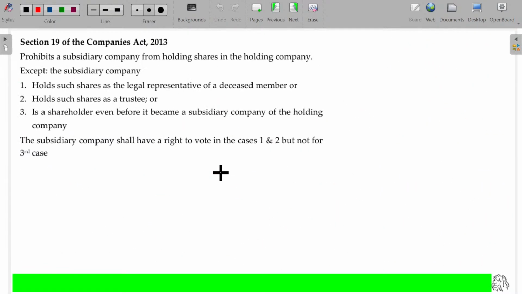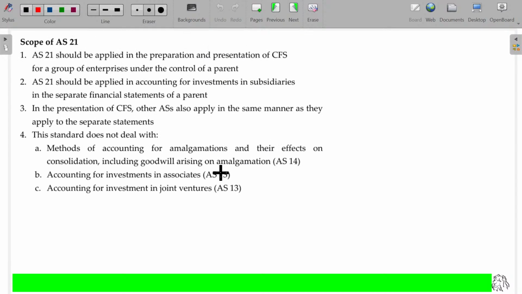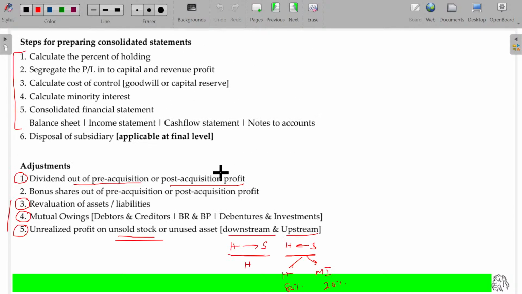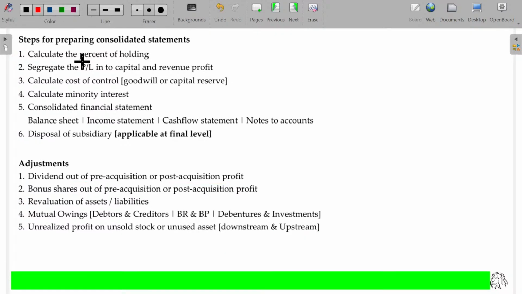As already told you, this is the part you have to understand. Five steps only. Calculate percentage of holding by holding company as well as minority interest. Segregate the profit and loss into capital and revenue profit. Calculate cost of control. You will get either goodwill or capital reserve. Calculate minority interest and prepare the consolidated financial statement. In the majority of cases you will get the consolidated financial statement, especially the balance sheet.